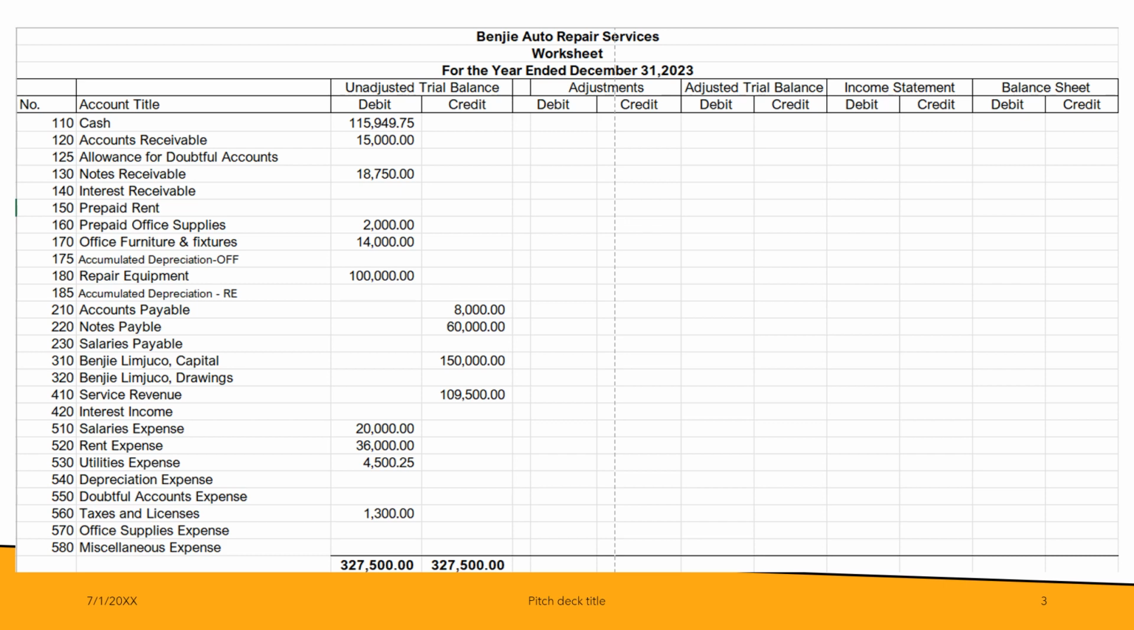You will notice that the unadjusted trial balance also includes account titles with no balances. For worksheet preparation, you have to include all account titles used by the entity because that account may be affected by the adjustments that we will be preparing later. So let's assume that this is the unadjusted trial balance of Benji for the year ended December 31, 2023.